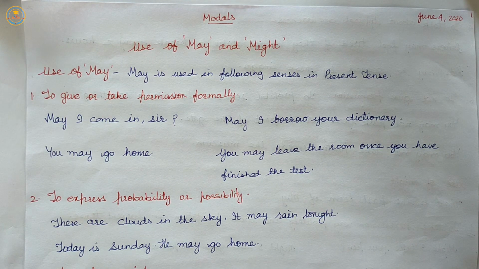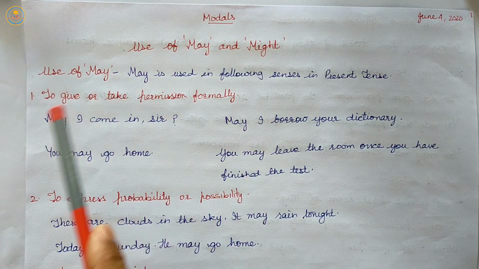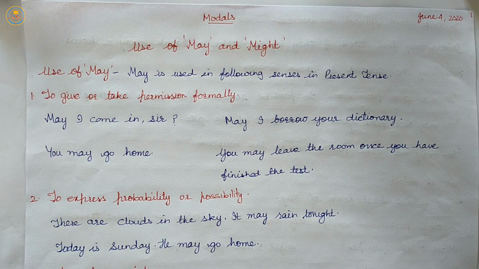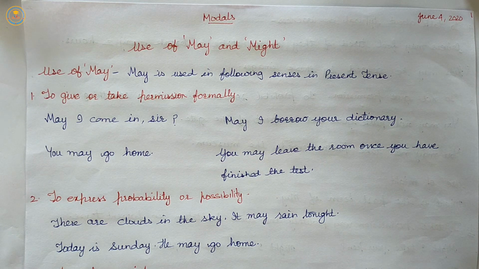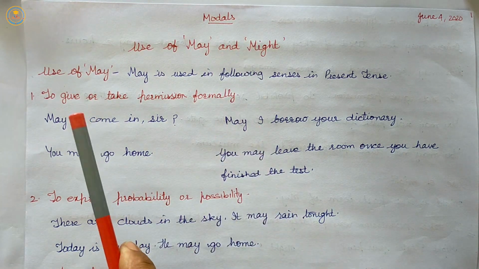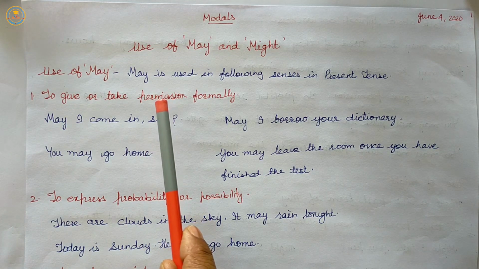May and might are used interchangeably when referring to possibility and probability, but there is a slight difference between the two.